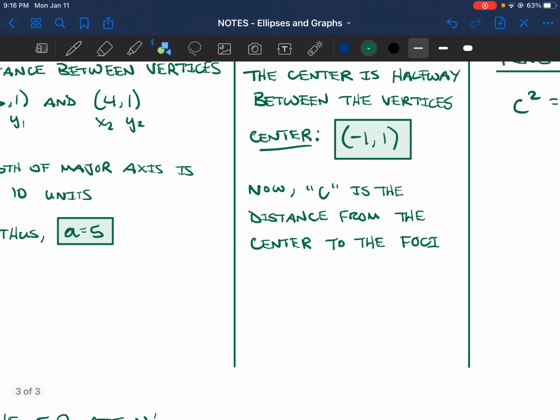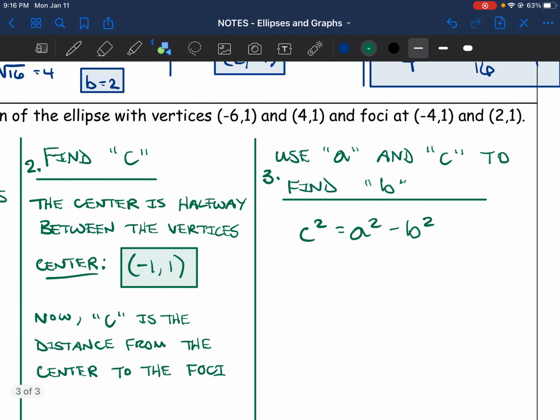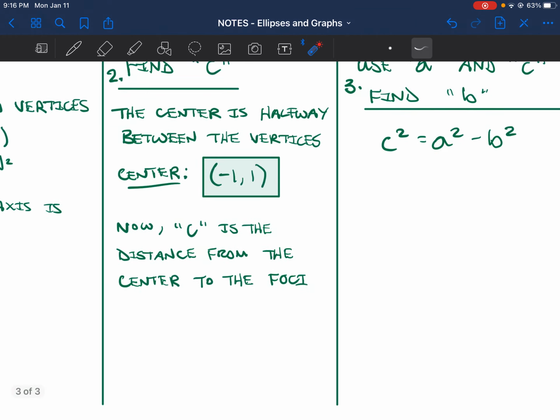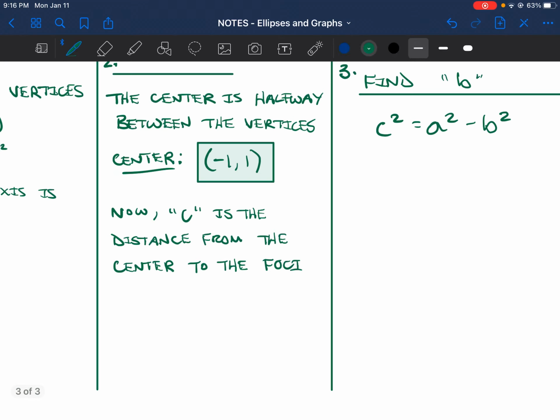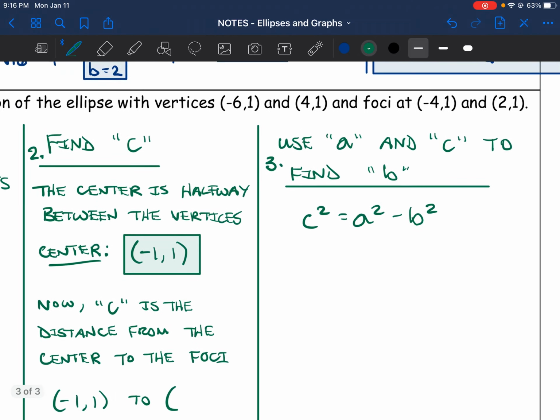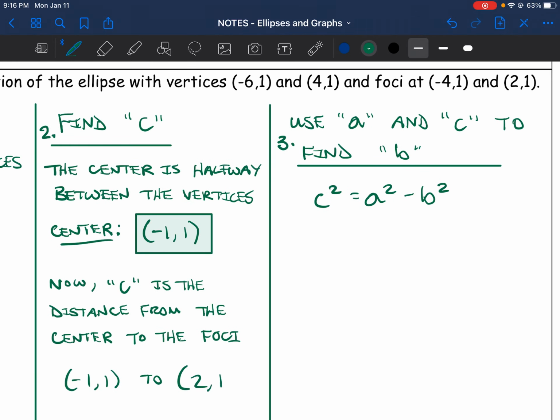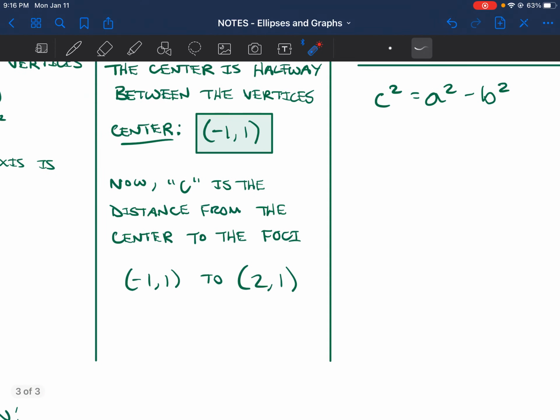And now we can find the distance from the center to the foci. And we can use either of the two foci, either of the two focus points, -4, 1 and +2, 1. So we know the center is -1, 1. So we want to go from -1, 1 to either of the focal points. I'm going to choose the focus point to the right of -1, 1, which would be 2, 1. And again, let's just think about this here. The y value is staying the same, it's staying 1. So really we want to find the distance in the x values. So from a -1 to a +2, that's a distance of 3. So the C term is equal to 3.